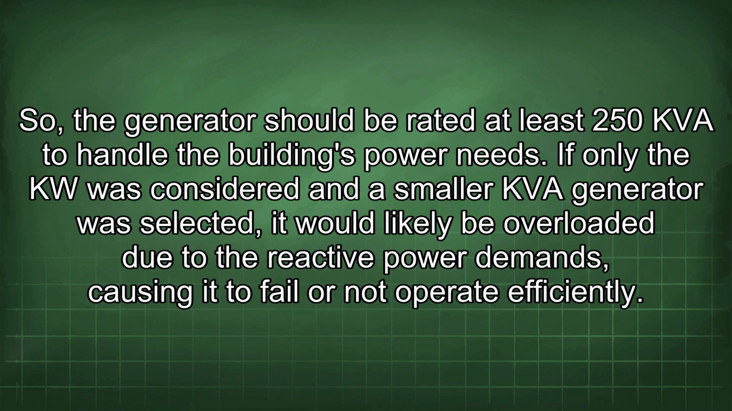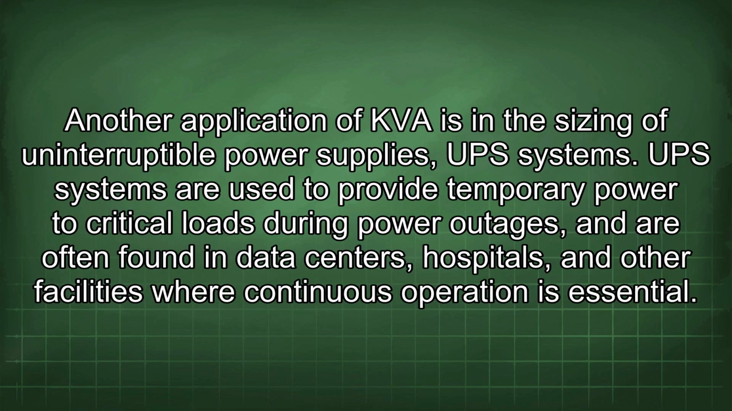If only the KW was considered and a smaller KVA generator was selected, it would likely be overloaded due to the reactive power demands, causing it to fail or not operate efficiently. Another application of KVA is in the sizing of uninterruptible power supplies, UPS systems. UPS systems are used to provide temporary power to critical loads during power outages, and are often found in data centers, hospitals, and other facilities where continuous operation is essential.